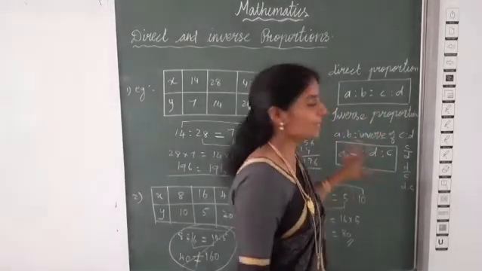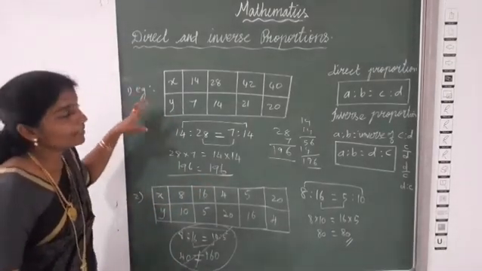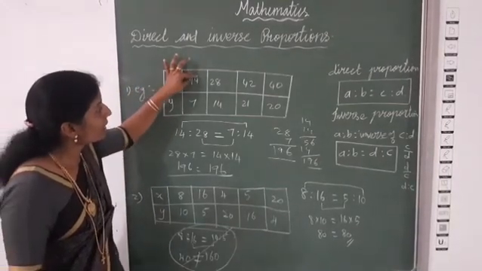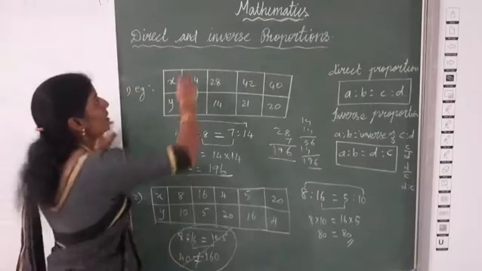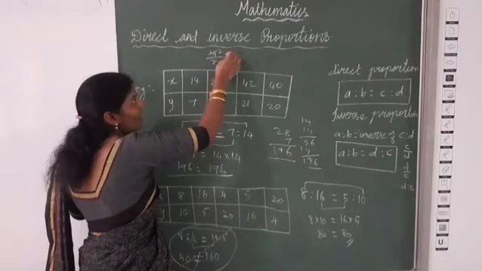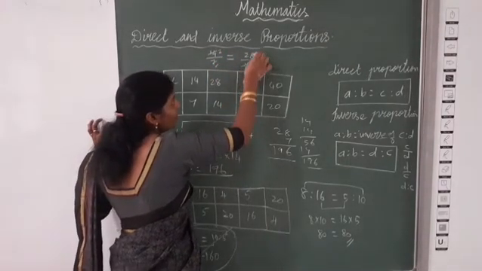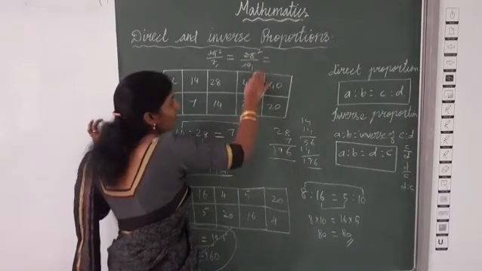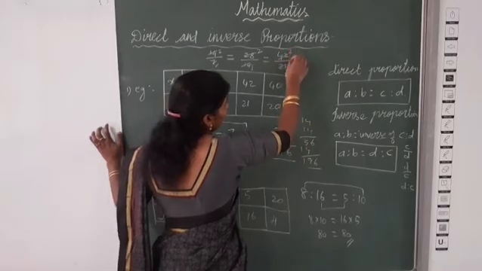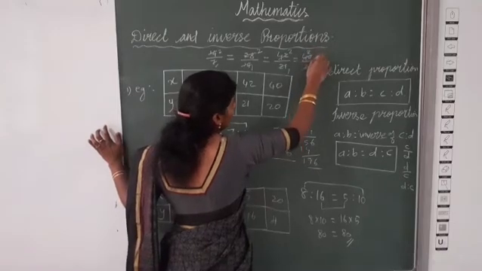Inverse of C is to D. That's all. Okay. Then one more way we can find whether it is direct or inverse. Now here x by y: 14 by 7 is equal to 2, since 1 7 is 7, 2 7s are 14. 28 by 14 also 2. Then 42 by 21 equal to 2, since 1 21 is 21, 2 21s are 42. 40 by 20 is 2, since 1 20 is 20, 2 20s are 40.